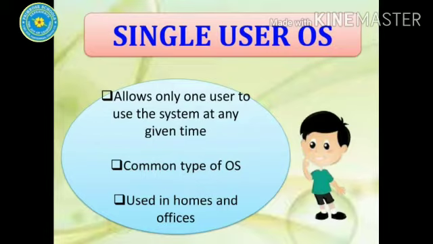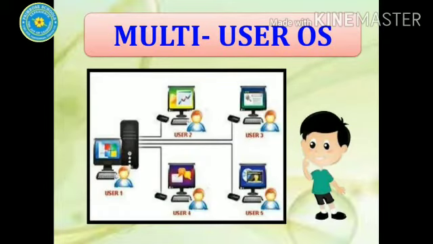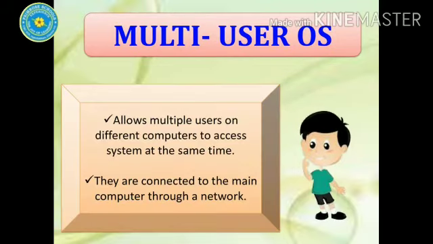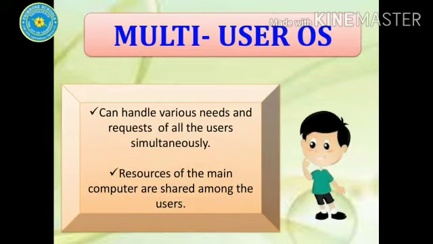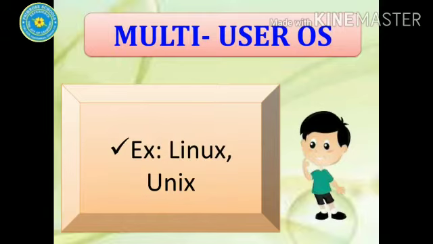The second type of operating system is multi-user operating system. Multi means many. Hence, this type of operating system allows multiple users on different computers to access the system at the same time. They are connected to the main computer through a network. The multi-user operating system can handle various requests and needs of all the users simultaneously. Resources of the main computer are shared among the users. An example of multi-user operating system would be Linux and Unix.